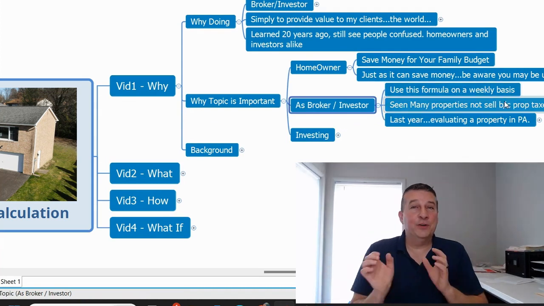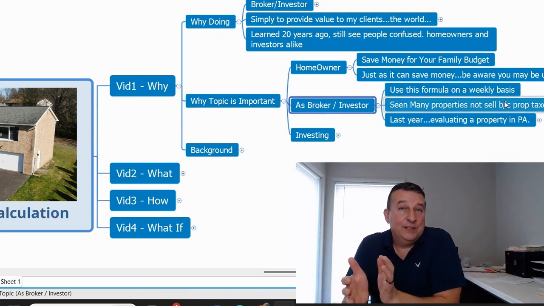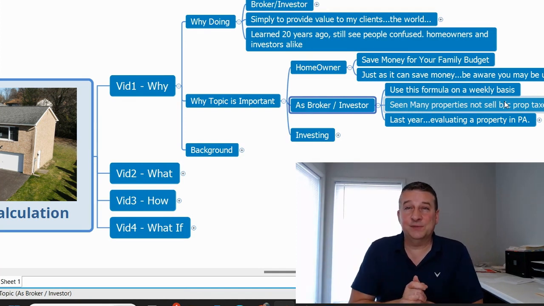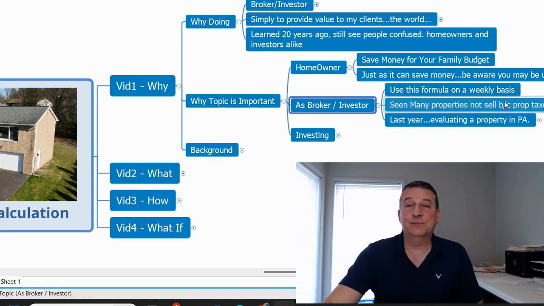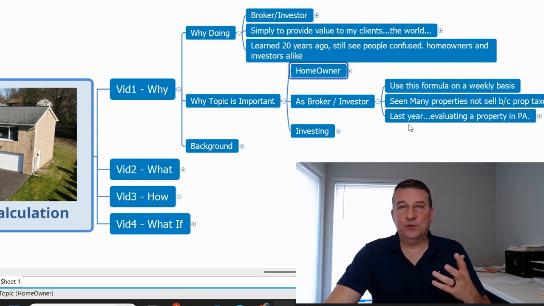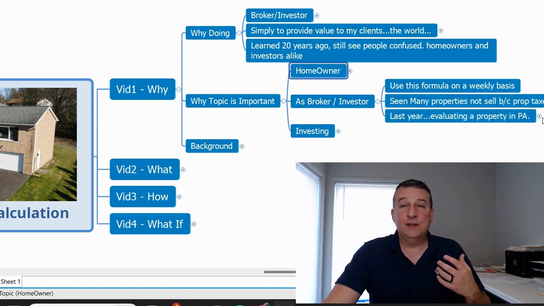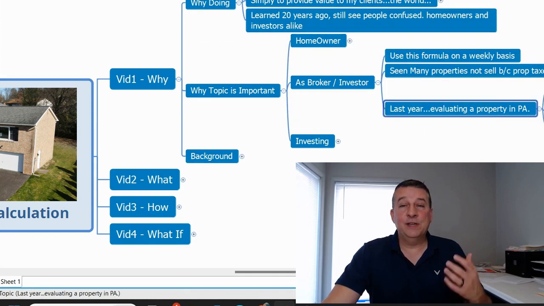You need to know whether you're saving money or potentially being undertaxed, because if there ever is some type of reassessment, it's good to know how much that could potentially impact you and your family's budget. Again, I use this formula that we're going to go through on a weekly basis, and I have seen many properties where the property taxes are just simply astronomical.